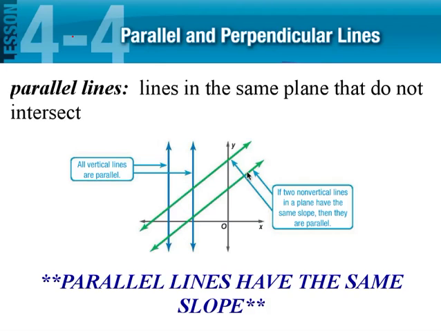Today we're going to talk about parallel lines only. Tomorrow we'll talk about perpendicular lines. First of all, parallel lines are lines in the same plane that do not intersect, which basically means they stay the same distance apart all the time. An example of parallel lines would be the railroad tracks.